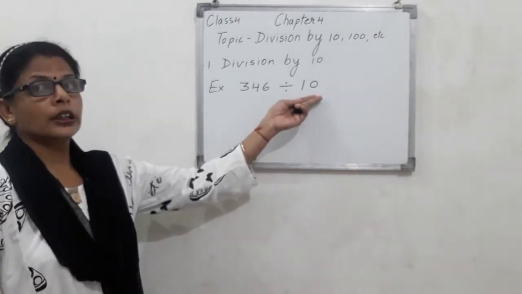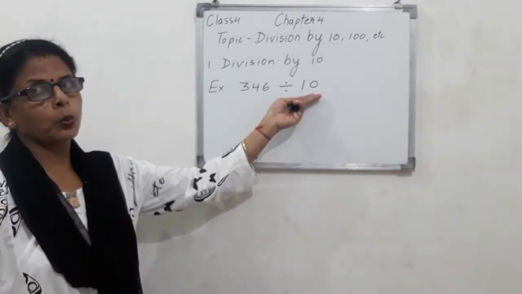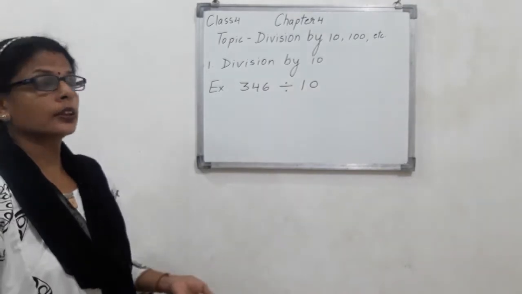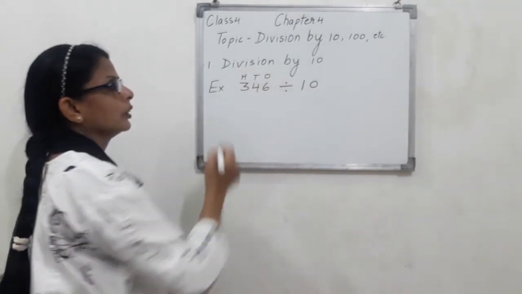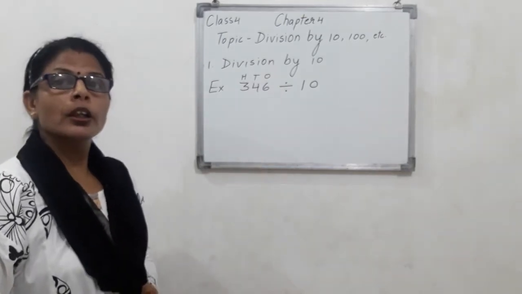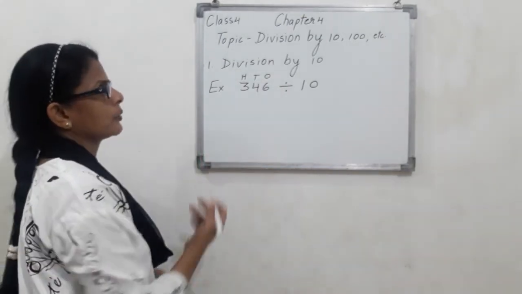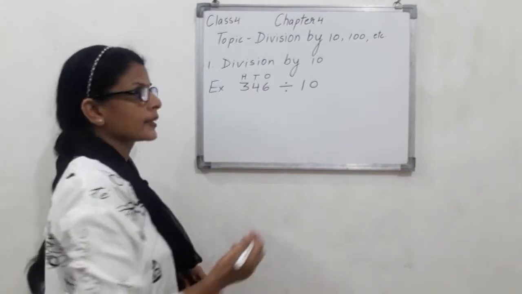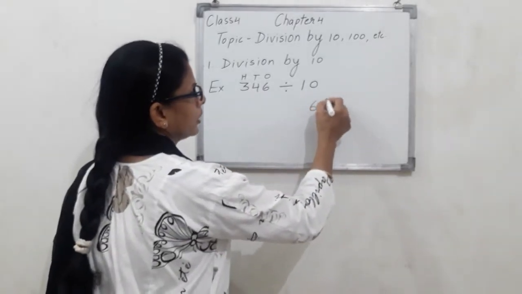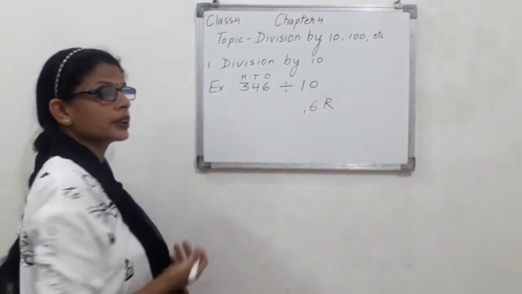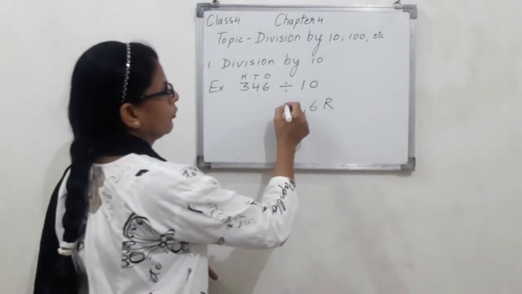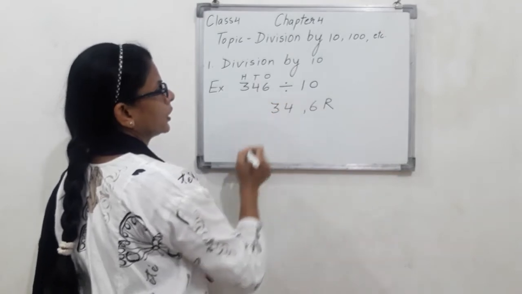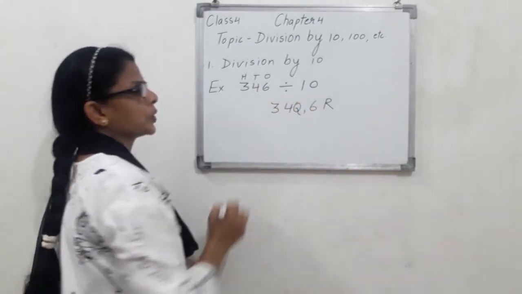Now, in the divisor how many zeros are there? 1 zero. So, which place? We have to put the places, ones, tens, hundreds. So, which place will become the remainder? Yes, the ones place. What is given in the ones place? 6. 6 will become the remainder, and the rest of the places, the tens and the hundreds place, will become the quotient. 4 and 3, 34 will become the quotient.